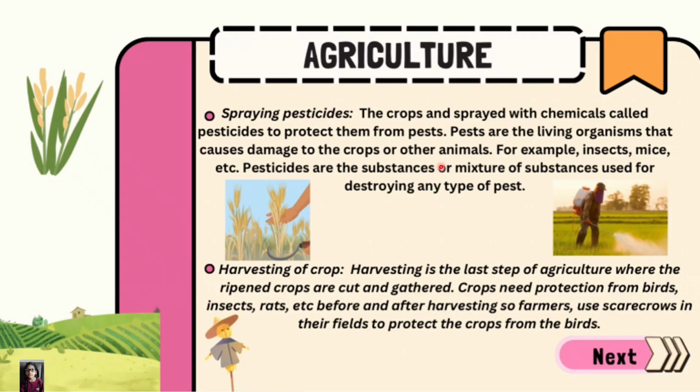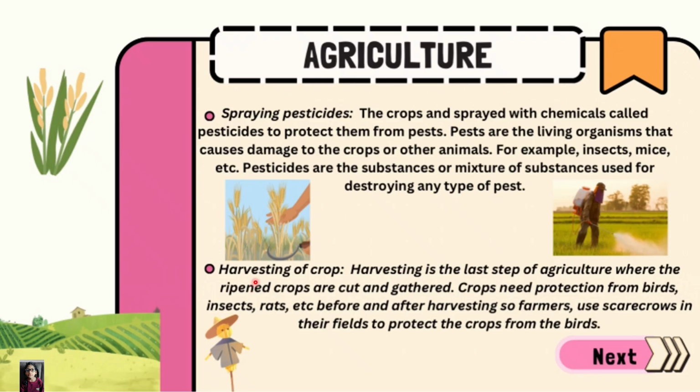the plants come out. Then pest insects like cockroaches and other insects come to destroy the plant. So to protect them, we spray pesticides. Pesticides are the substances or the mixture of substances used for destroying any type of pest.